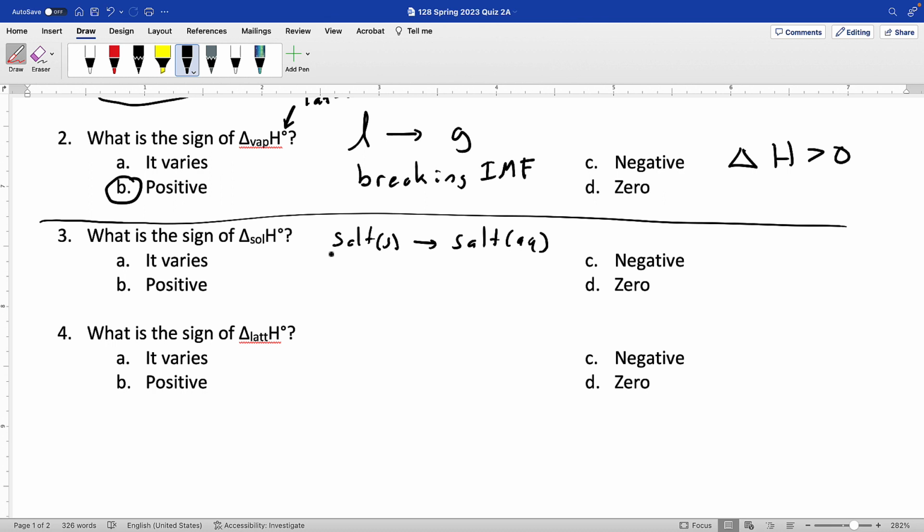We can dramatize this a little bit by just showing you that we can go from the solid phase.